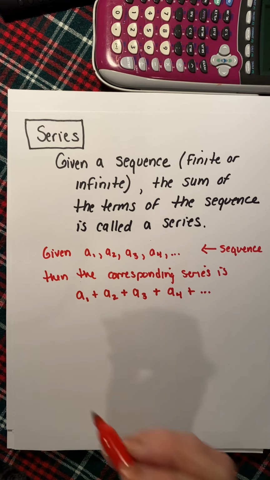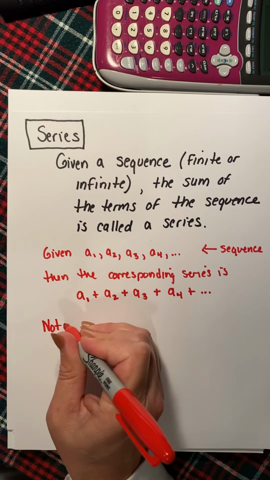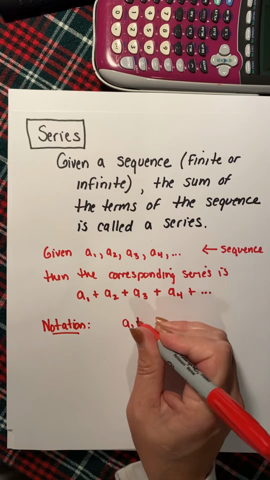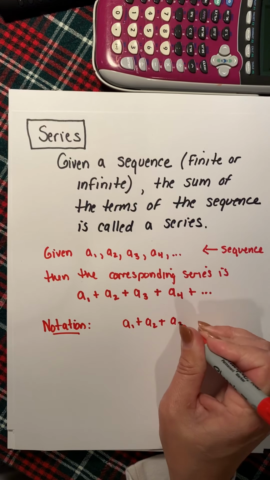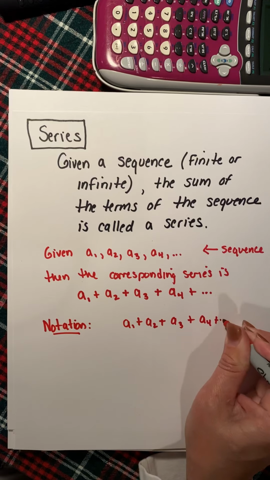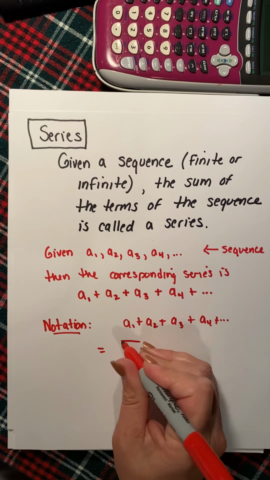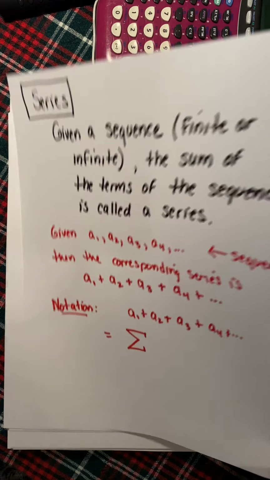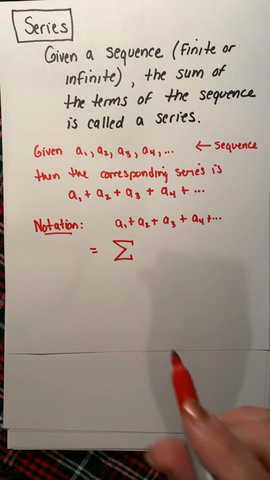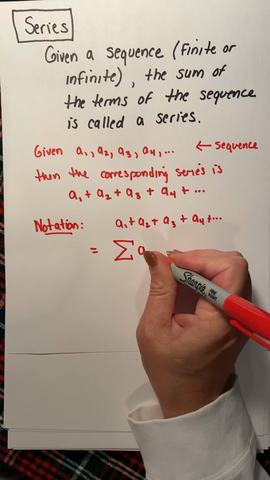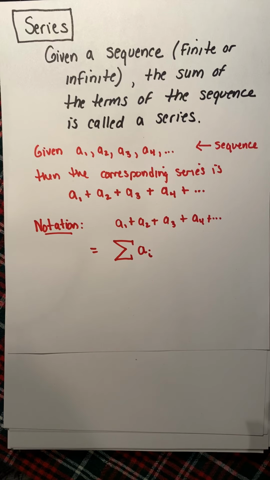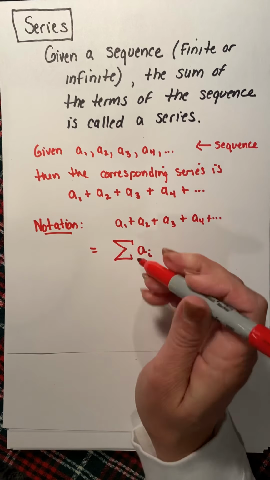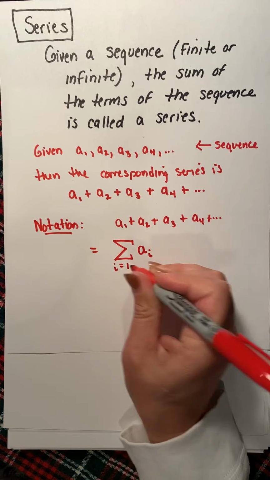Right, notation. A1 plus A2 plus A3 plus A4 forever. In math, when you see the Greek letter sigma, sigma means sum. So this says sum up, and we use generically a subscript of i. So this says sum up all the A's with the subscripts, and we're going to start with 1. So i is going to go from 1.